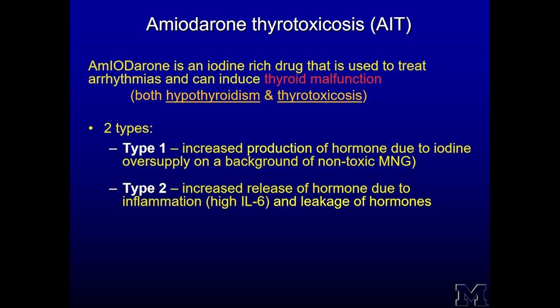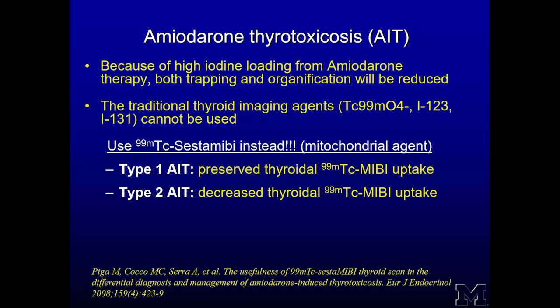So imaging plays an important role for differentiating type 1 or type 2 amiodarone-induced thyrotoxicosis. It's very useful for the clinicians, this characterization as type 1 or type 2. Technetium sestamibi is used for this characterization of type 1 or type 2. Technetium sestamibi is a mitochondrial agent, which can give us insight regarding the etiology of amiodarone-induced thyrotoxicosis.